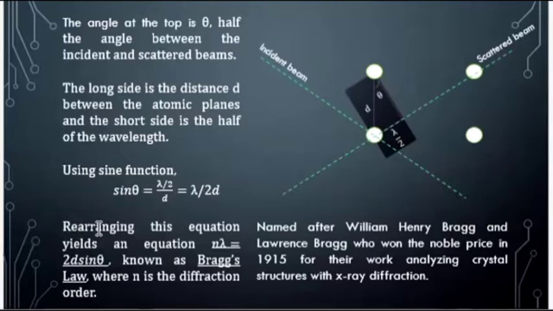Rearranging this equation yields n lambda is equal to 2d sine theta. So it is known as Bragg's law, where n is the diffraction order. It is named after William Henry Bragg and Lawrence Bragg, who won the Nobel Prize in 1915 for their work analyzing crystal structures with X-ray diffraction.